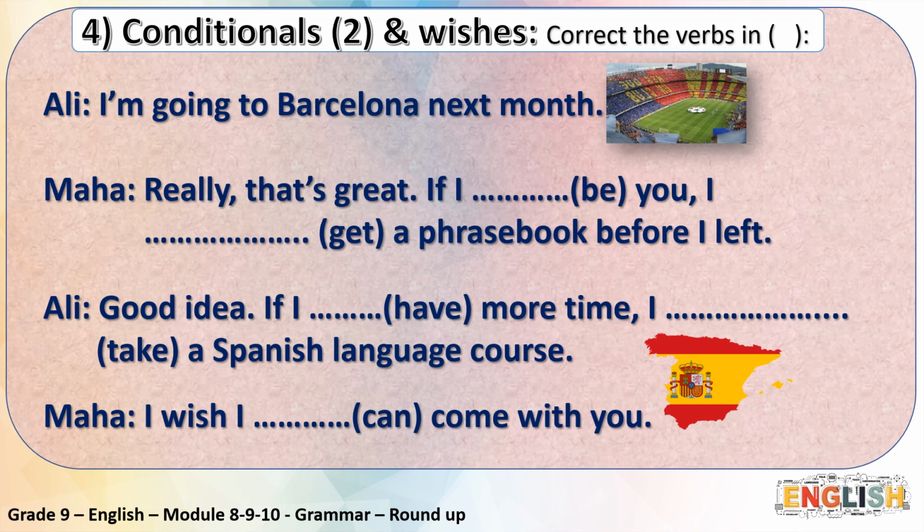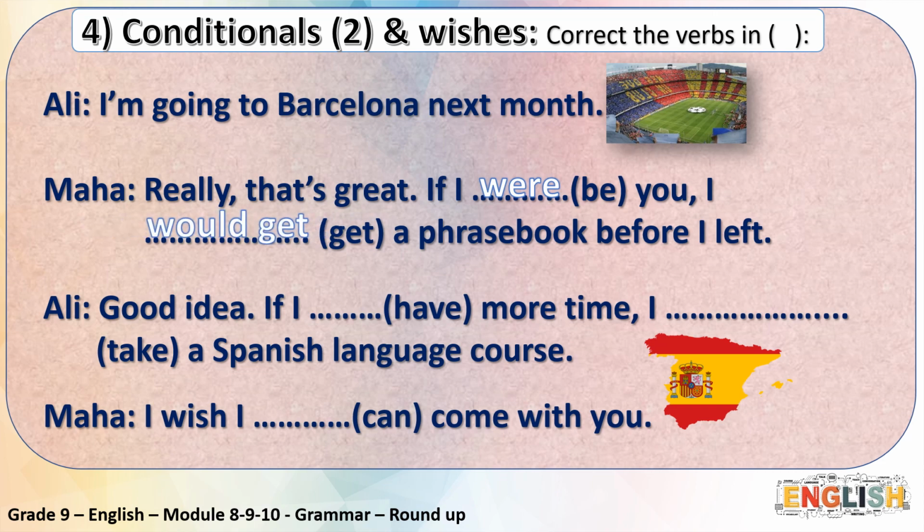In this sentence, Maha gives Ali a piece of advice to take a phrase book before he left. So, he should use the expression, if I were you, because this expression is used to give advice. And to complete this conditional sentence type 2, we have to use would or could plus the base form of the verb get. So the answer is, I would get.